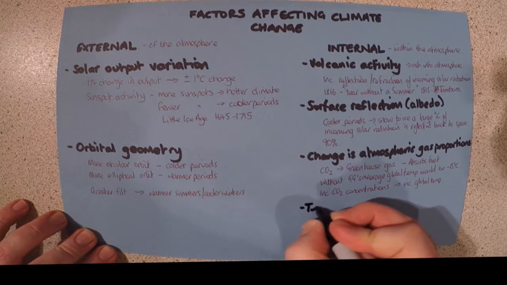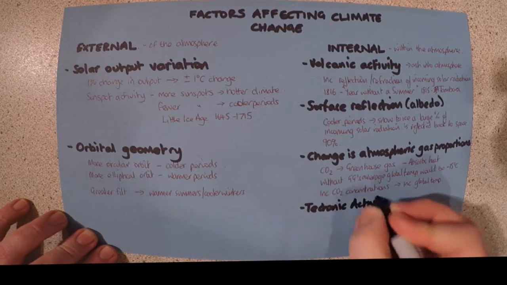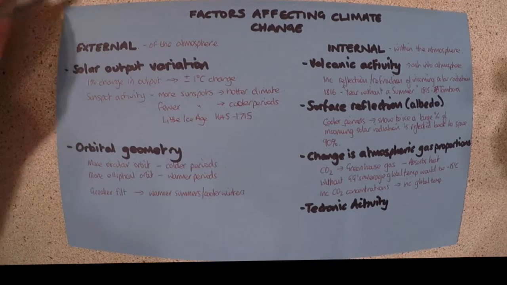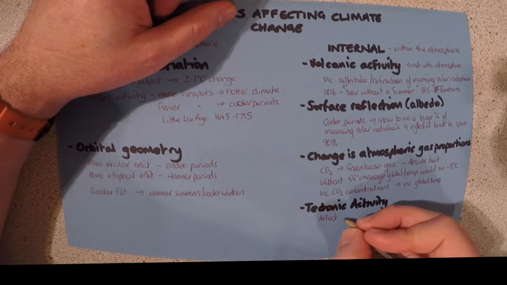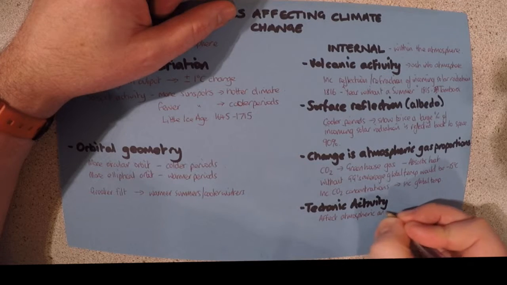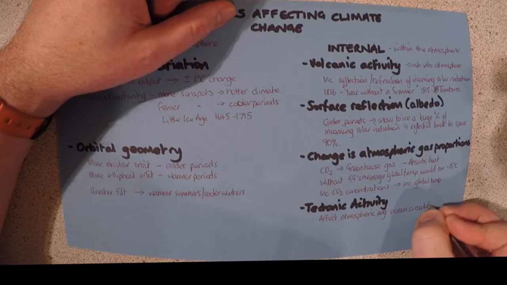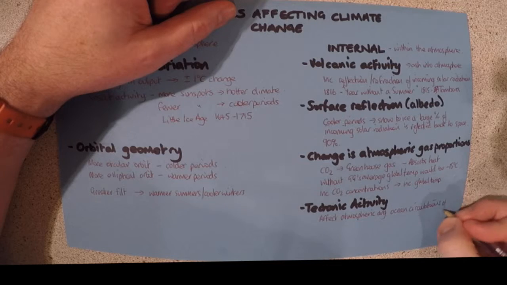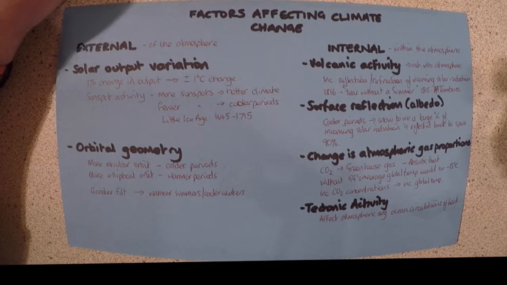Finally, the last one is tectonic activity. Tectonic activity can affect atmospheric and ocean circulations of heat. For example, where we sit in the UK, we're at the end of a warm ocean current, the North Atlantic Drift or the Gulf Stream.